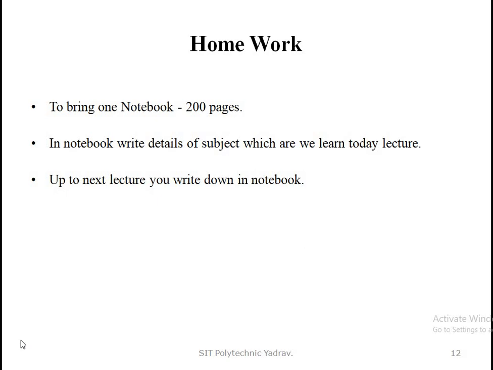Up to the next lecture, you write it down in a notebook.